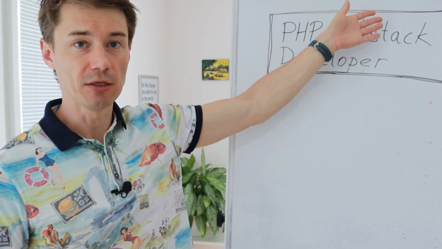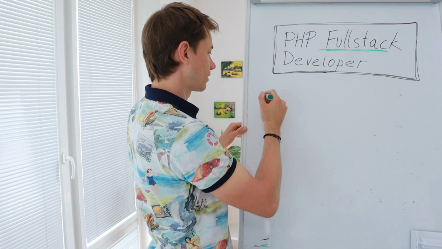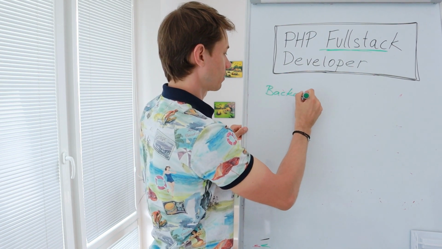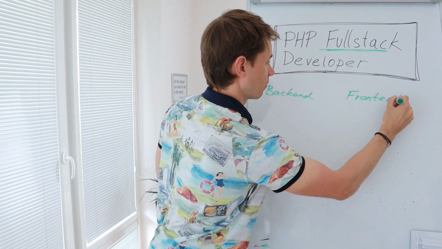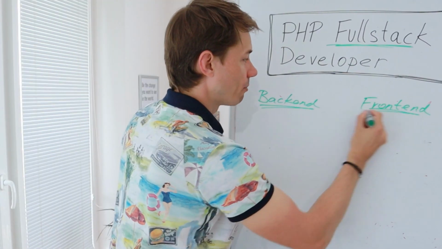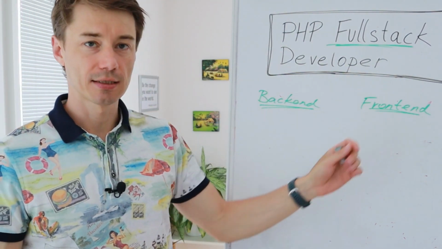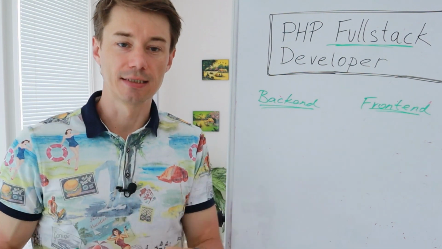So what does it really mean, full stack? Well, full stack is the combination of backend and front-end. So I'll type it here, backend and front-end. As soon as web developers work both on the backend side and the front-end side, we refer to these kind of developers as full stack developers.